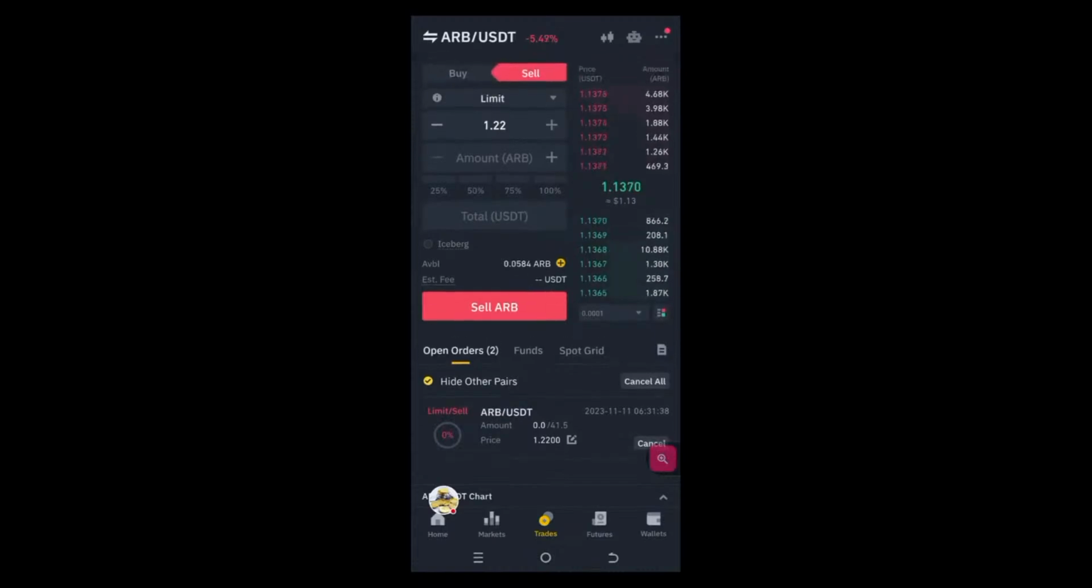So for me, I hope I've been able to convince you and not confuse you that a limit order is still the best. Okay, so that's just a little tutorial about OCO versus limit order.